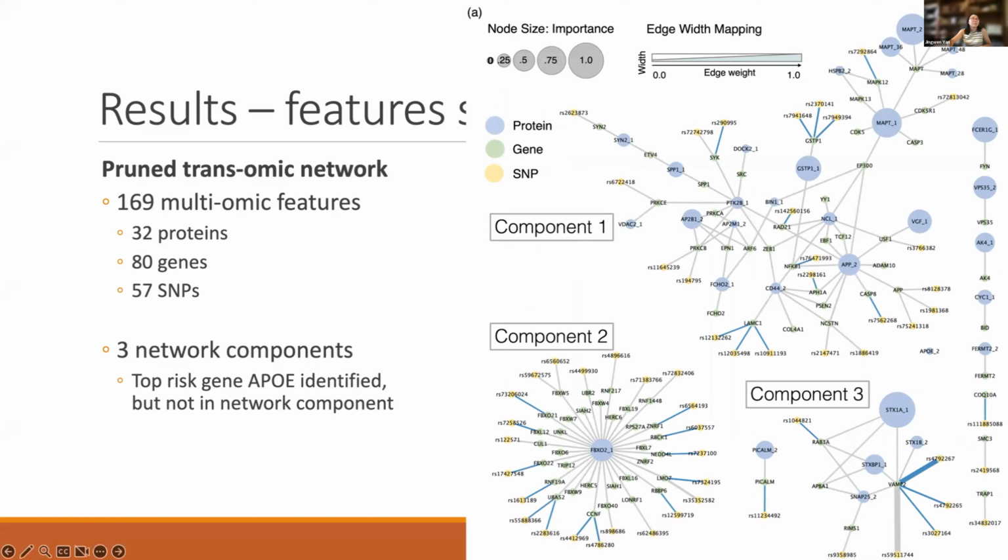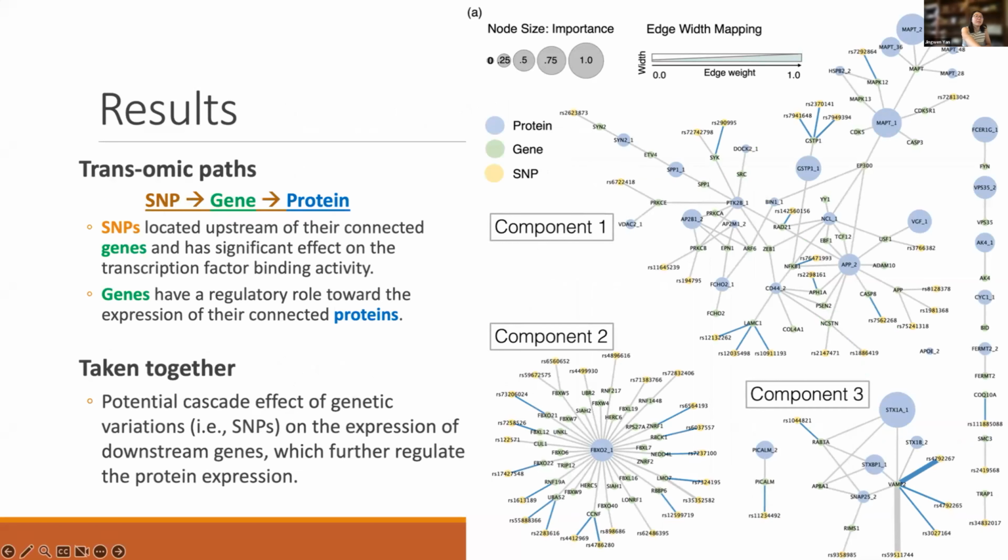You can see these are basically 3 network modules. One thing that is most important in our findings is the transomic path. If you look at these nodes, the yellow nodes are the SNPs, the green ones are the genes, and the blue ones are the proteins. You can see there are several paths from SNPs to genes to proteins. Remember, the link between a SNP and a gene indicates that this SNP is located upstream of this gene and has a significant effect on the transcription factor binding activity. That's our prior knowledge.